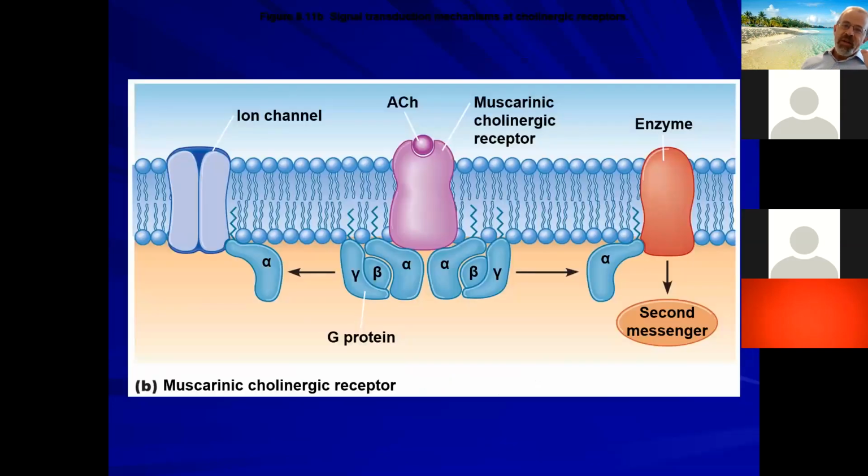All right, so here's our muscarinic receptor. Remember I mentioned acetylcholine binds to a G protein receptor, and with G protein receptors, they can downstream cause ion channels to open. By the same token, they can also trigger a second messenger, which can be cAMP via adenylate cyclase or phospholipase C.